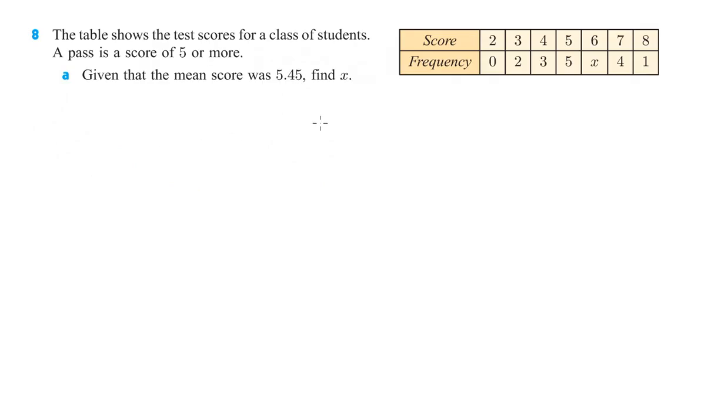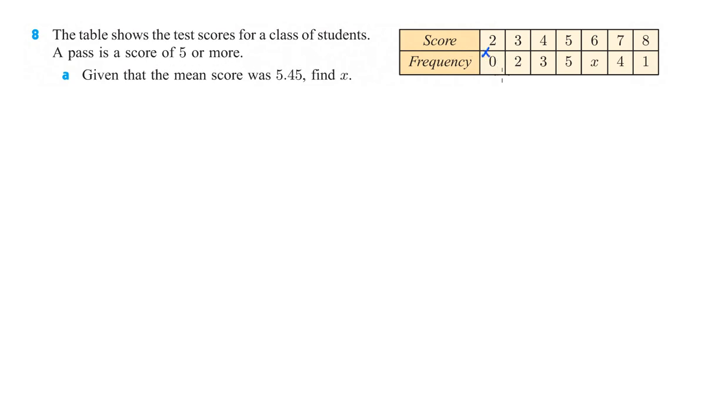And then for 8, a table shows test scores of a class of students. A passing score is a score of 5 or more. Given that the mean score was 5.45, find x. Okay, so we got to figure out the frequency on this one here. So we know that. Let's see. Okay, so let's do this.